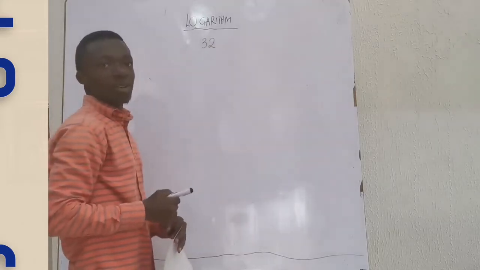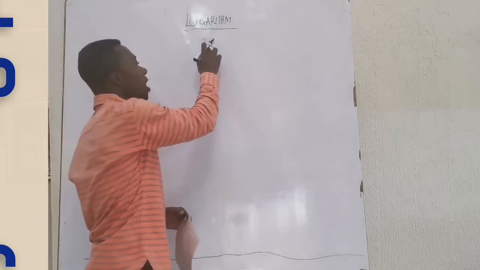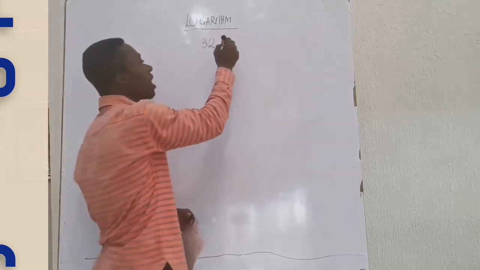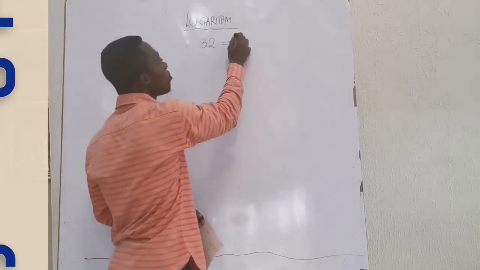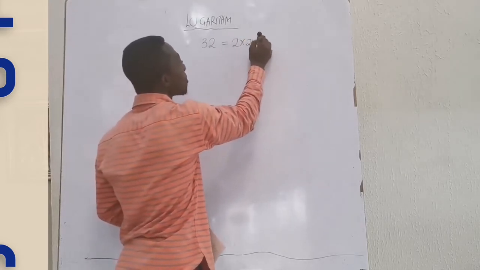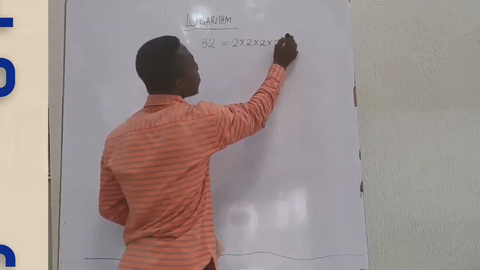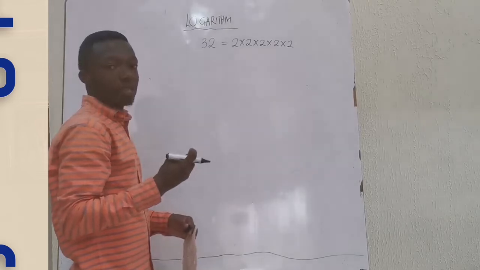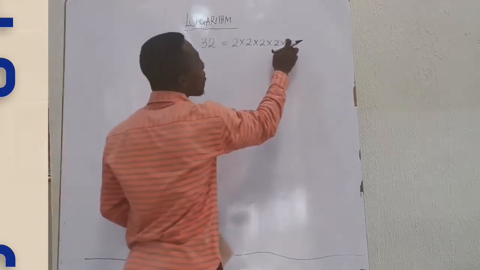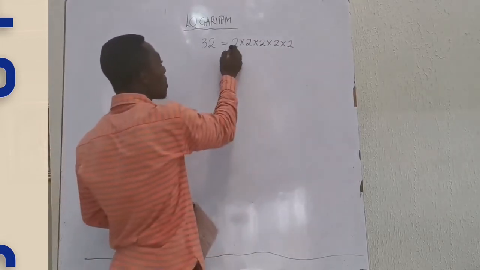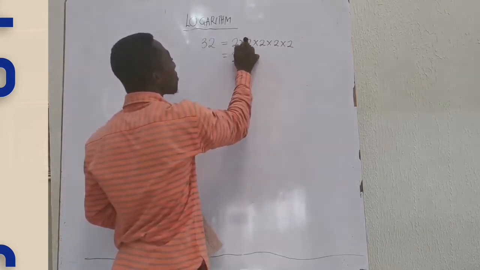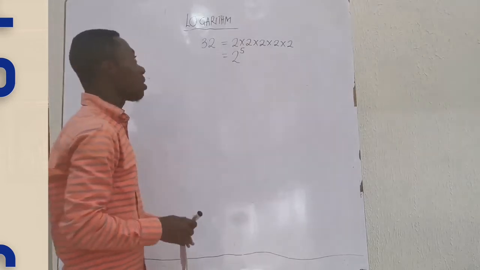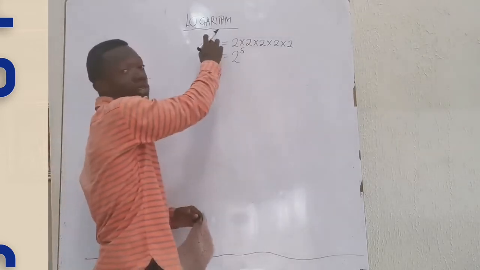When we were discussing the concept of indices, we said if I want to write 32 in index notation form, it becomes 2 multiplied by 2 multiplied by 2 multiplied by 2 and then 2. So we have a group of 2 five times: 1, 2, 3, 4, 5. So I can write this as 2 to the power of 5.